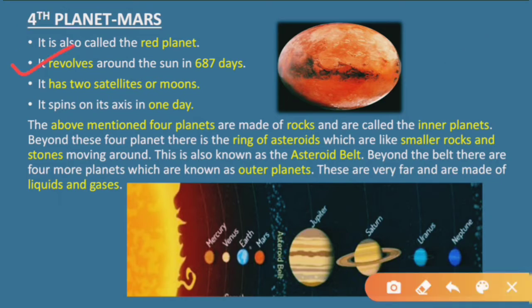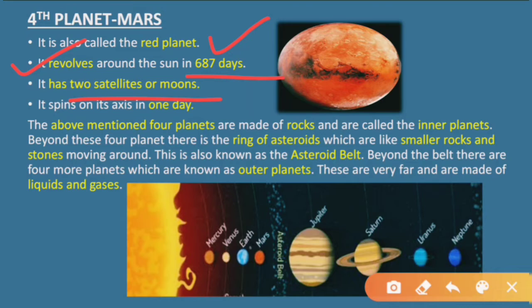Now it revolves around the sun in 687 days. How many days does it take to complete one circle around the sun? It takes 687 days to complete one revolution around the sun. It has two satellites or moons. Planet Mars has two moons, as our earth has one moon, but planet Mars has two moons.